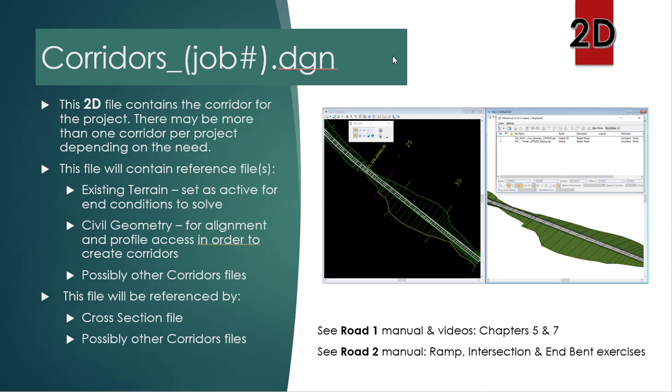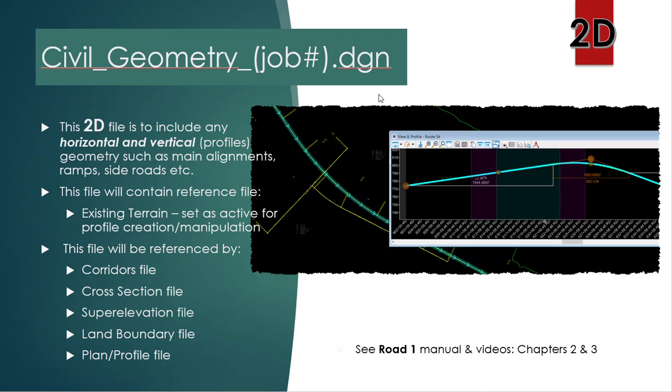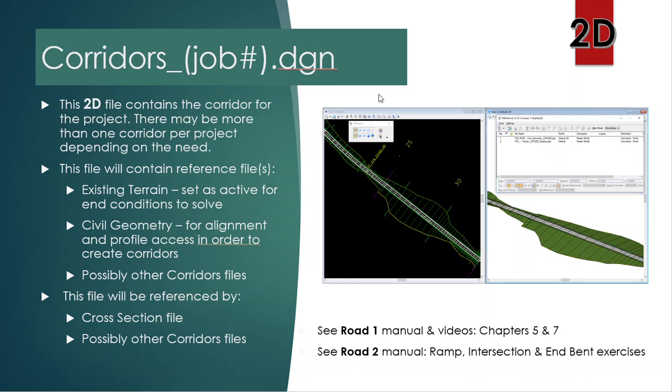So that's a 2D file, and that 2D file, the civil geometry file, is more like the backbone of your project, and that's why you don't want anything in there. You don't want anything to corrupt this file. You want this file to be alignments and profiles only, and it helps you along the way.